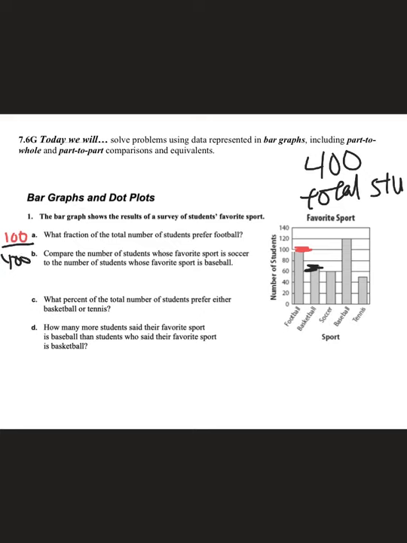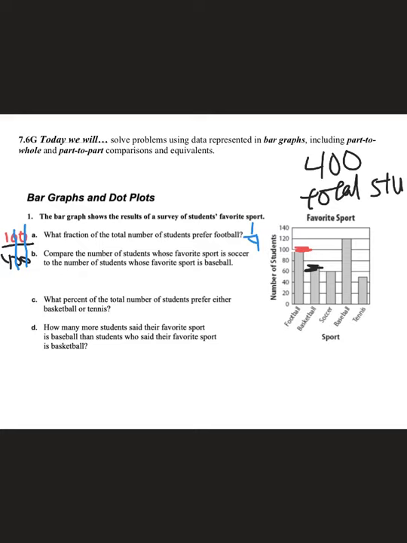So if I write that fraction in simplest terms, you could find the greatest common factor between 100 and 400, or you could just take the shortcut and simplify out the zeros. So we'll simplify out those zeros, and we can see that 1/4 of the students prefer football.